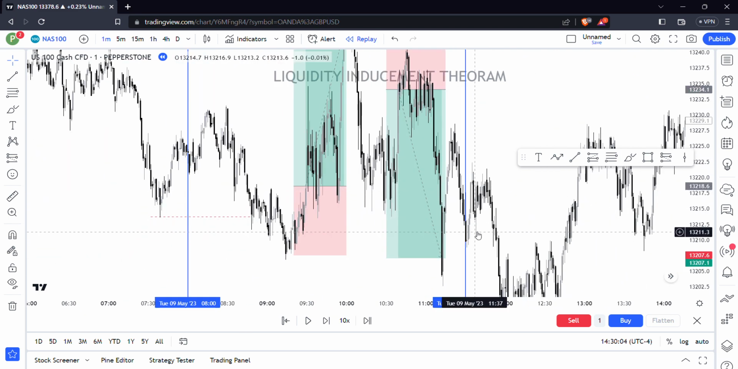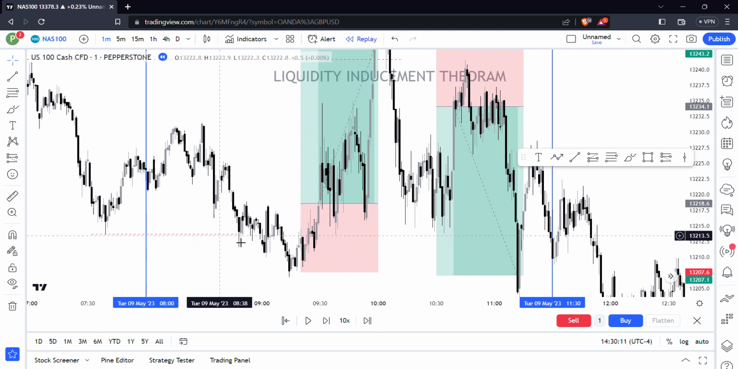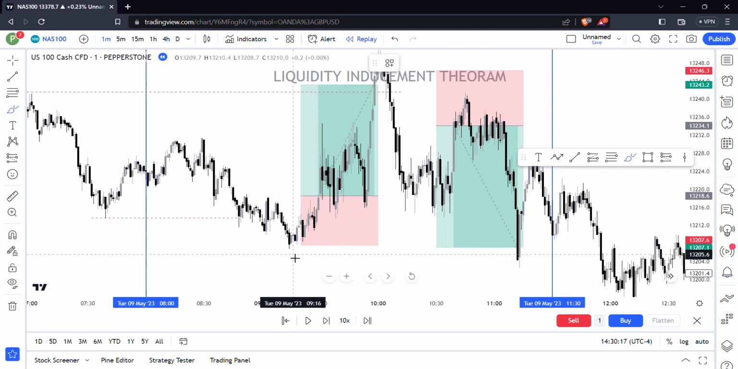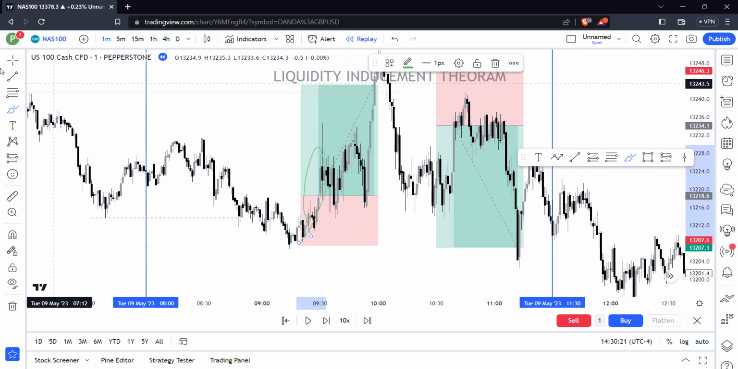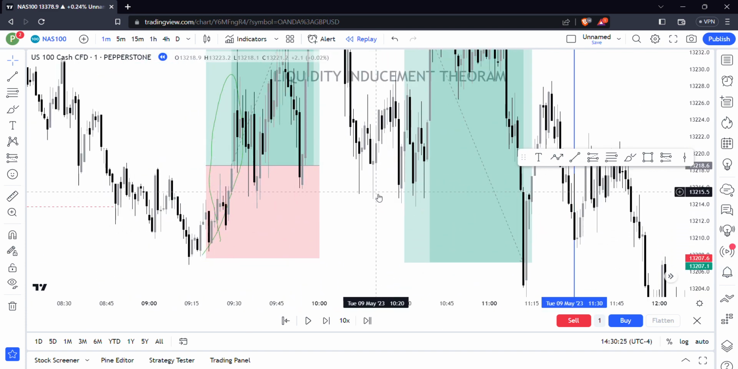And is there any break of the structure after breaking this? There is no break of the structure, so we don't enter the trade here and take a loss. And is there any break of the structure after this? There is no break of the structure after this. But can you see this break of the structure with huge aggression? This huge aggression is what we need, guys.